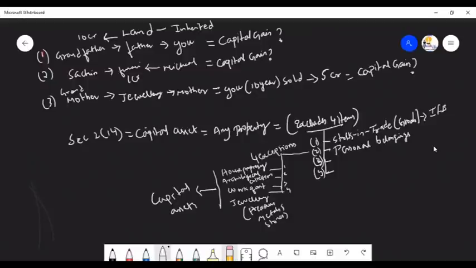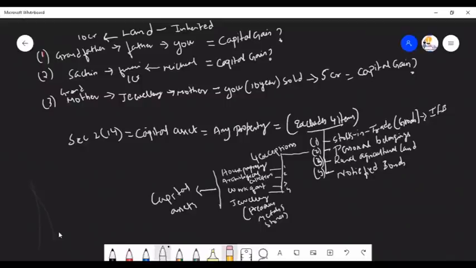The third item which is not considered as capital asset is rural agriculture land. And the fourth item and the last one is certain notified bonds issued by the government. So these are the four items which cannot be considered as capital asset. Excluding these four items, the rest are considered as capital asset, right?